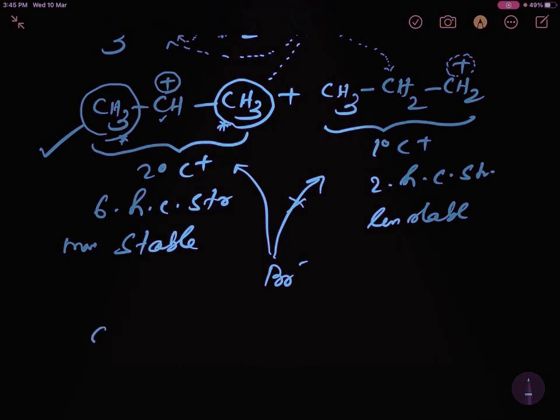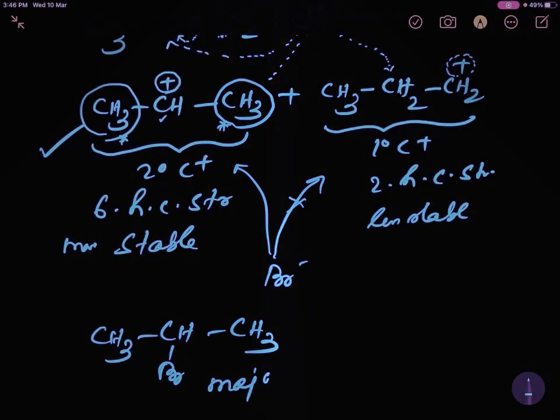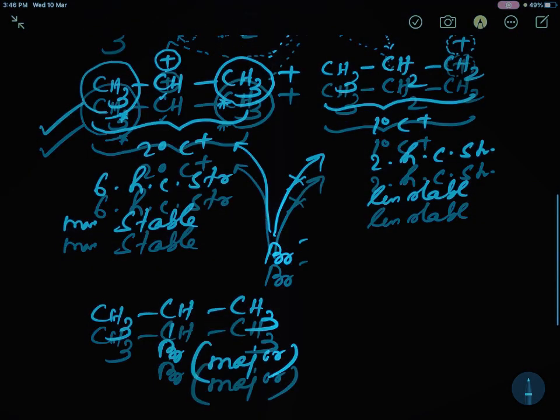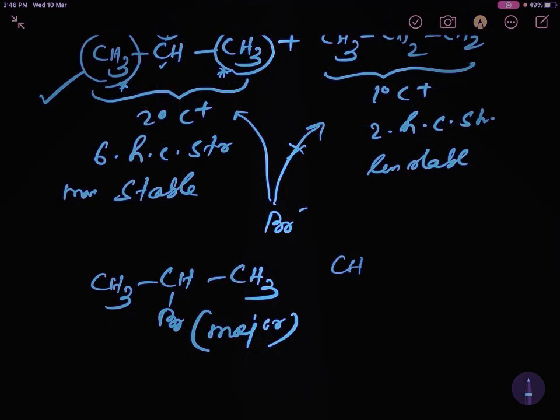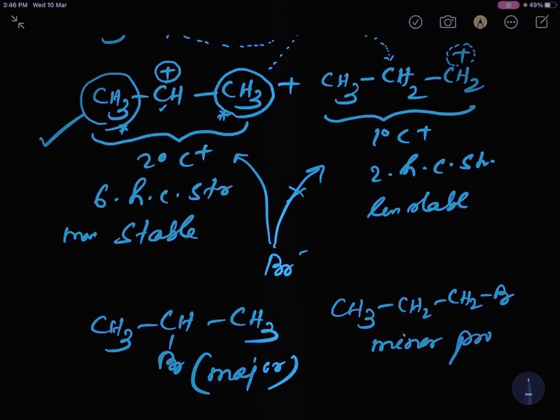So the possible product is CH3CHBrCH3. This is the major product, and the minor product will be CH3CH2CH2Br. This is the minor product.